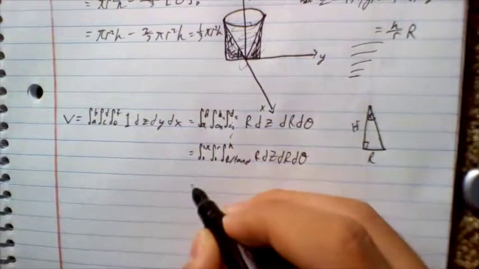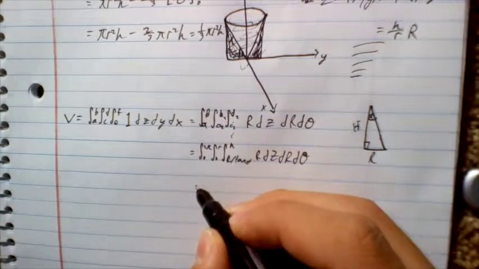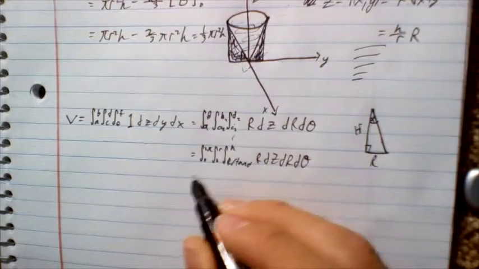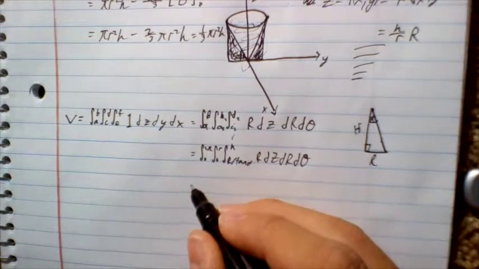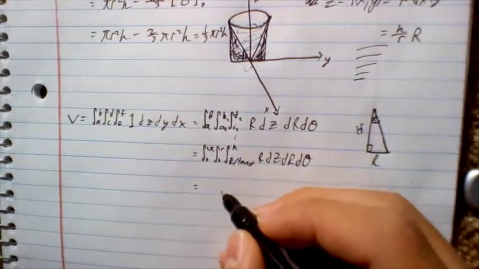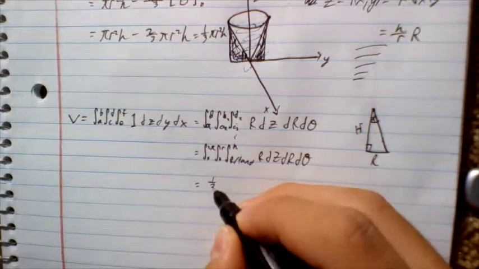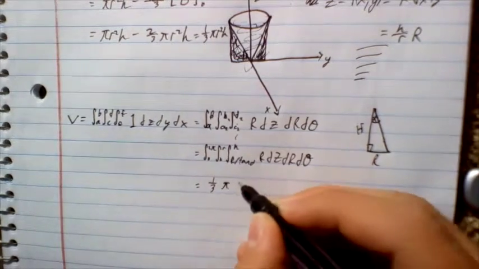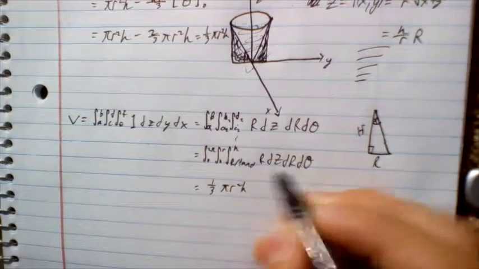And as a little exercise for our Calero students, we'll leave this to you to actually prove that it's 1/3 pi r squared h. But in the end, after integrating 3 times, we will get that the volume is equal to pi r squared h times 1/3.